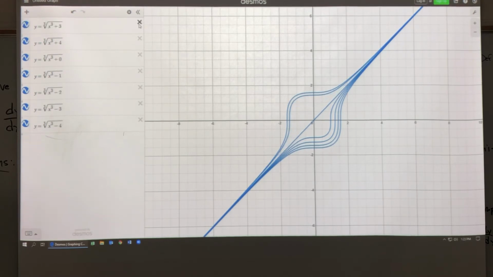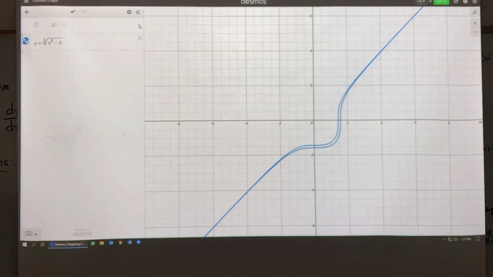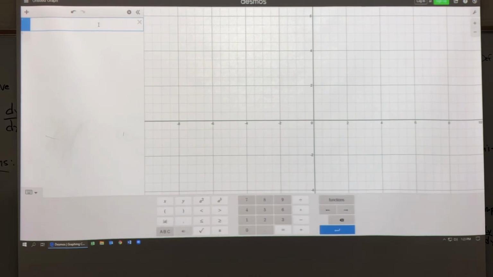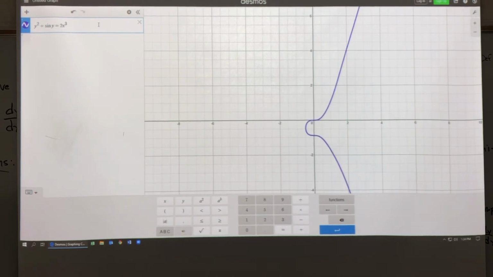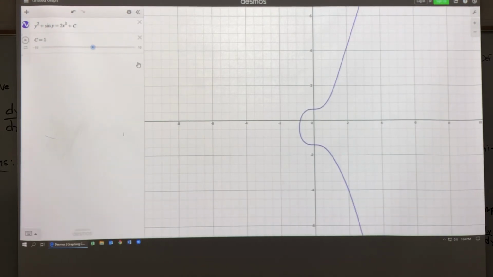Let's get rid of all these. And when we solved that, we got an equation that we couldn't solve for y. The equation was y squared plus sine of y equals 2x to the third power, and see, we've already got a solution there, plus some constant. And again, we'll add a slider here to represent some unknown constant, which is currently sitting at 1.